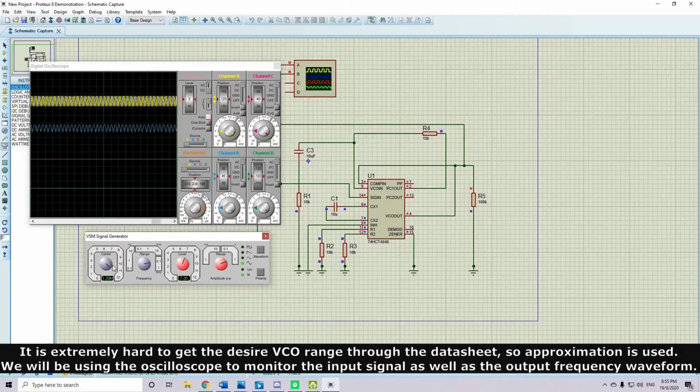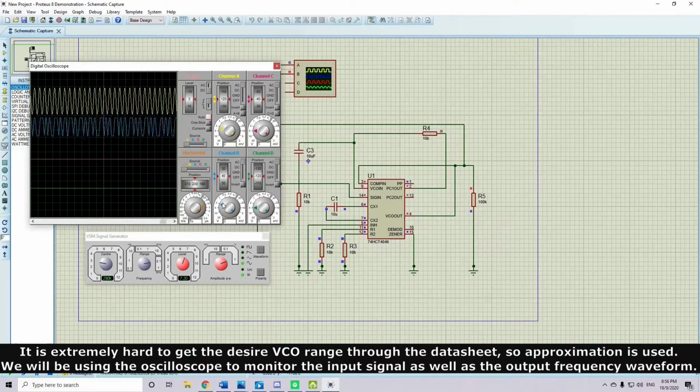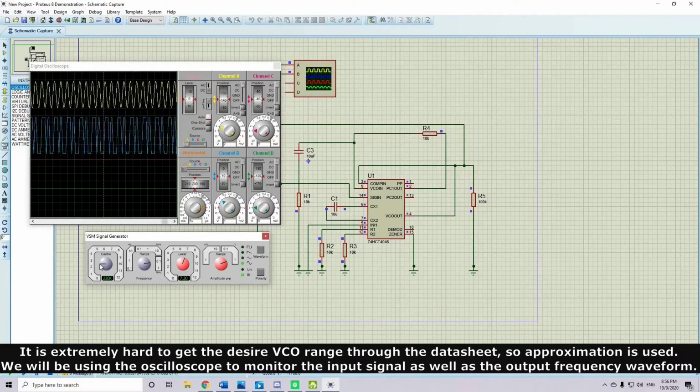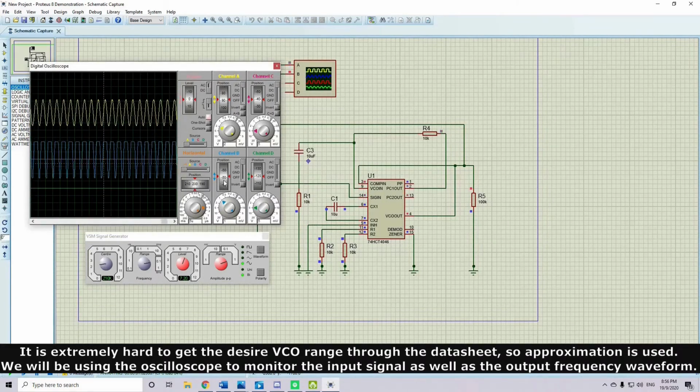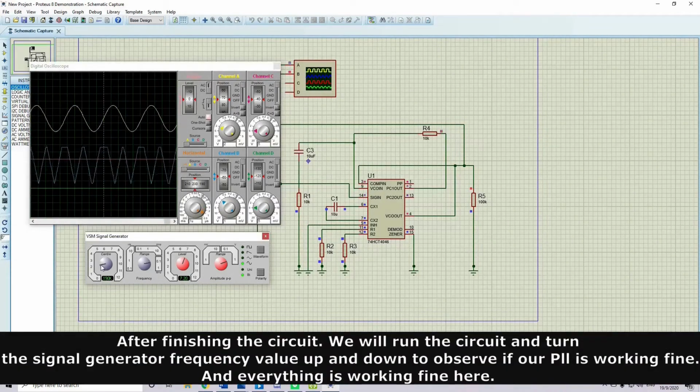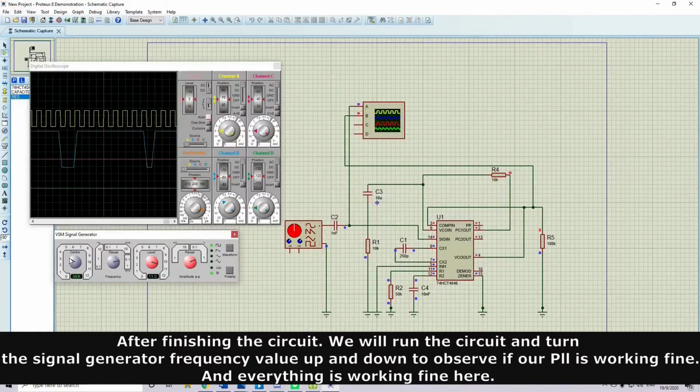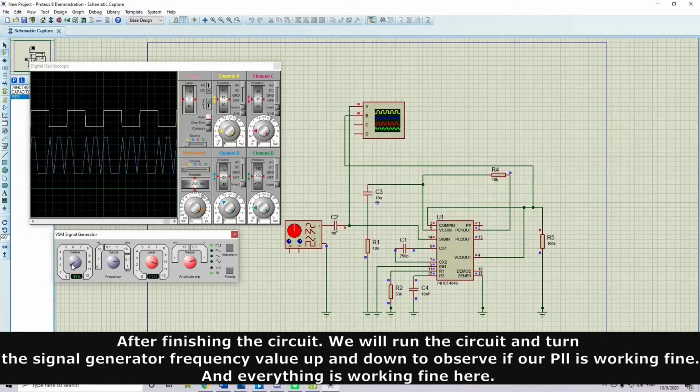We will be using the oscilloscope to monitor the input signal as well as the output frequency waveform. After finishing the circuit, we will run the circuit and turn the signal generator frequency value up and down to observe if our PLL is working fine. And everything is working fine here.